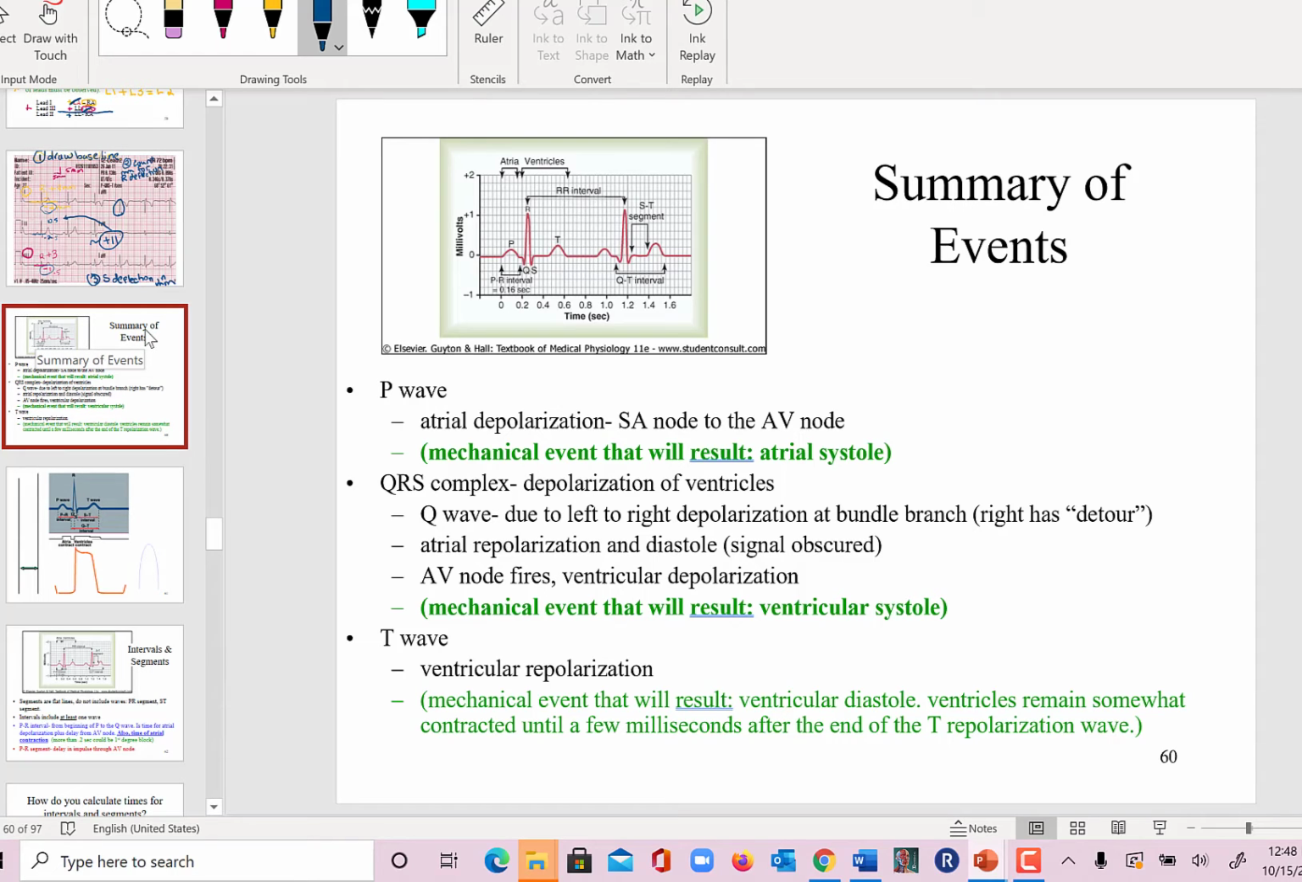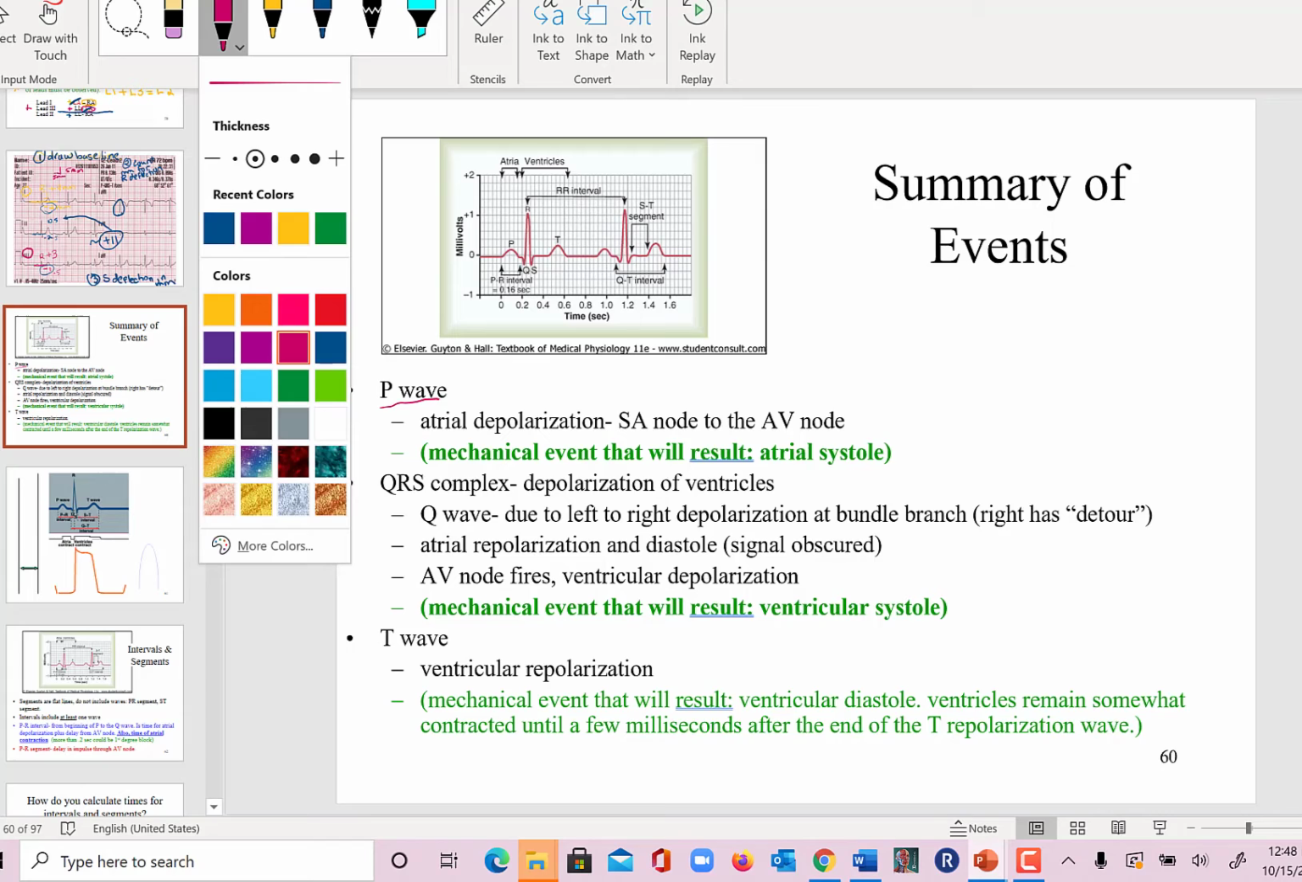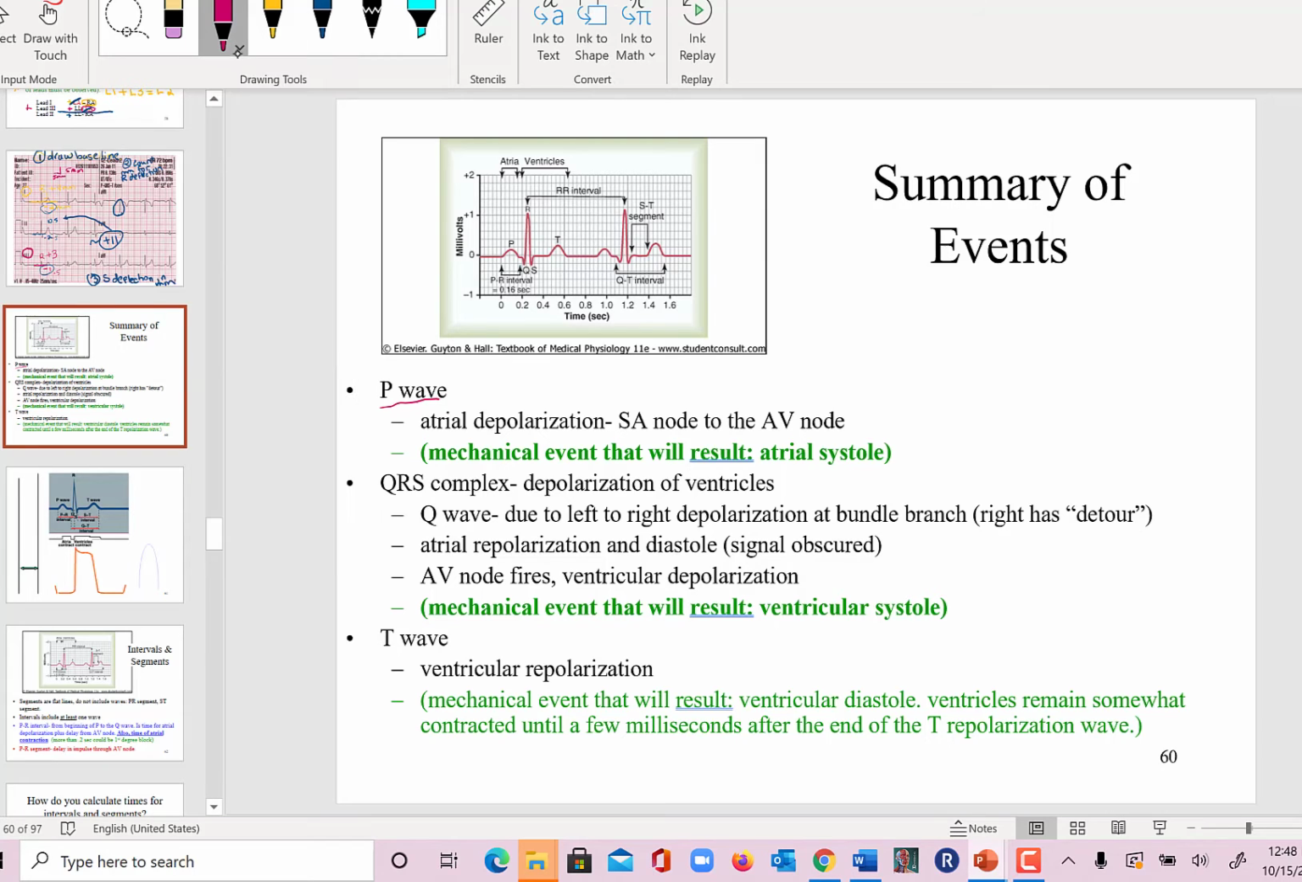You now know what the P wave represents. The P wave represents atrial depolarization. That is the electrical event. What will be the mechanical event that results? The atria will contract. And this means the last remaining 20% of blood will go into the ventricles. Please again refer to your cardiac cycle lecture to understand these electrical events leading to the mechanical events.